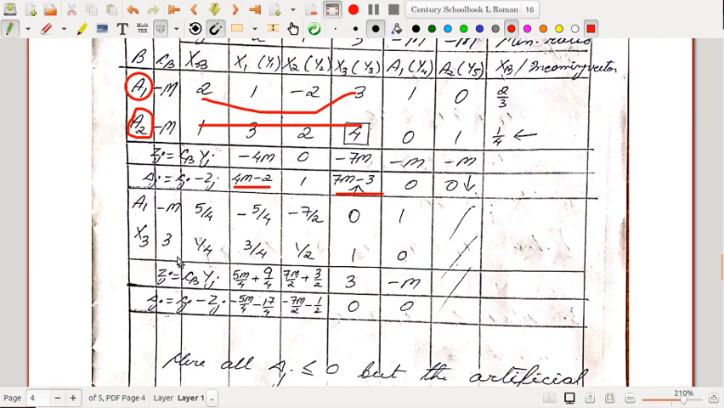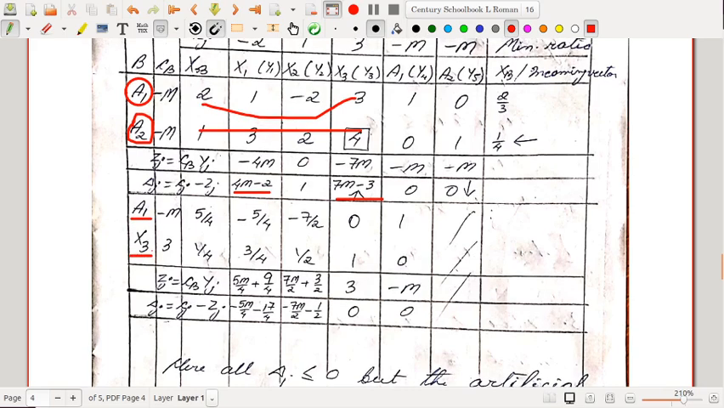So we divide this particular row by the key element. In the next step, a1 remains and x3 enters in place of a2. We divide this second row by 4, so you will get 1/4, 3/4, 1/2, 0 like that. Then we have to make this particular entry 0. So how to make it 0? R1 changes to R1 minus 3 times R2. This is what we are applying here. So we get these values here, and you compute delta j. You will see that all delta j are less than or equal to 0.